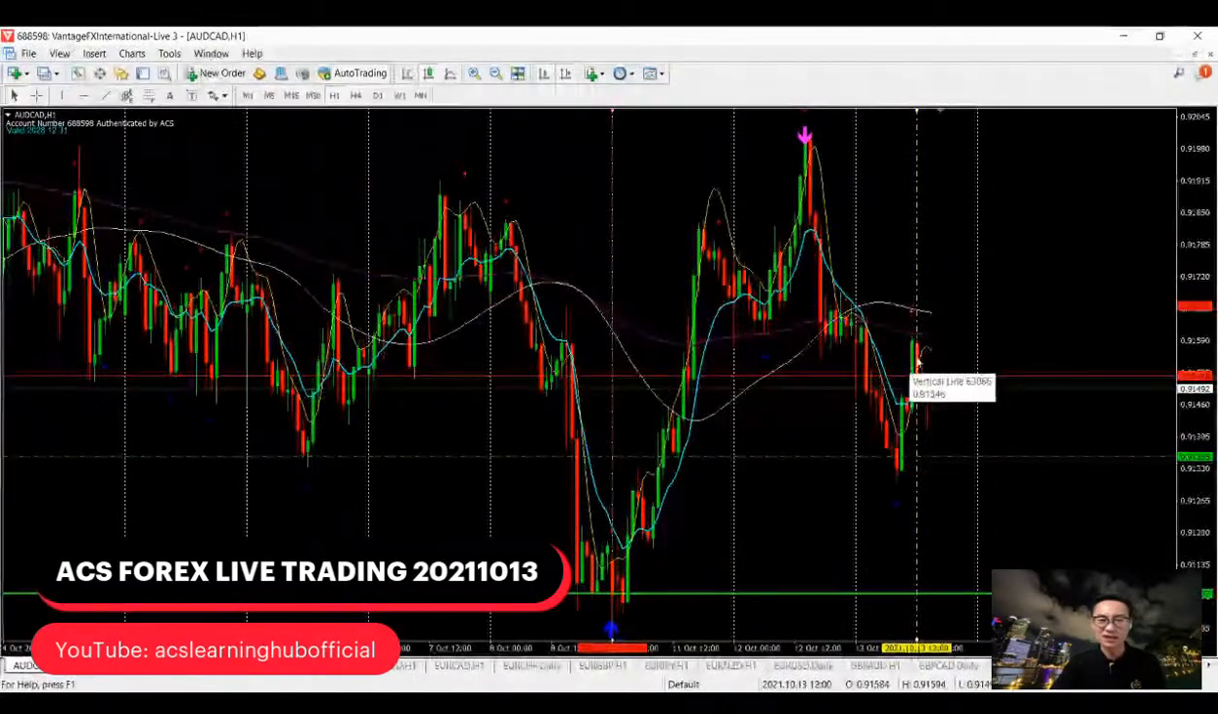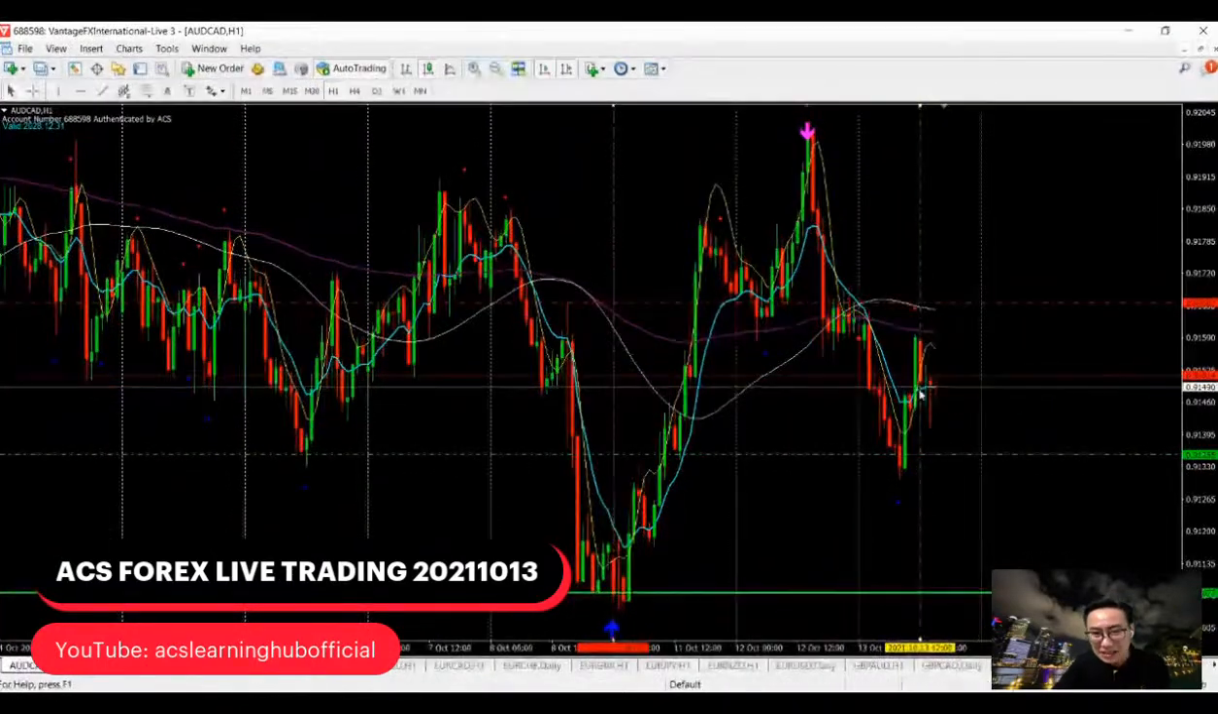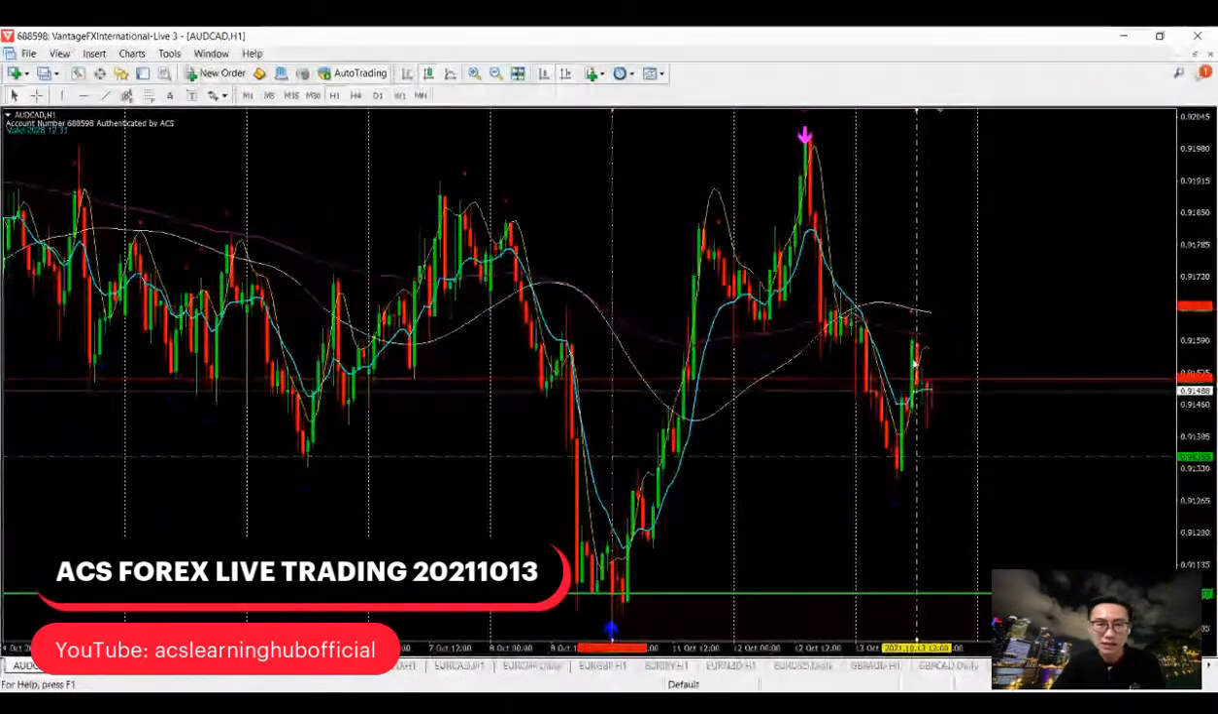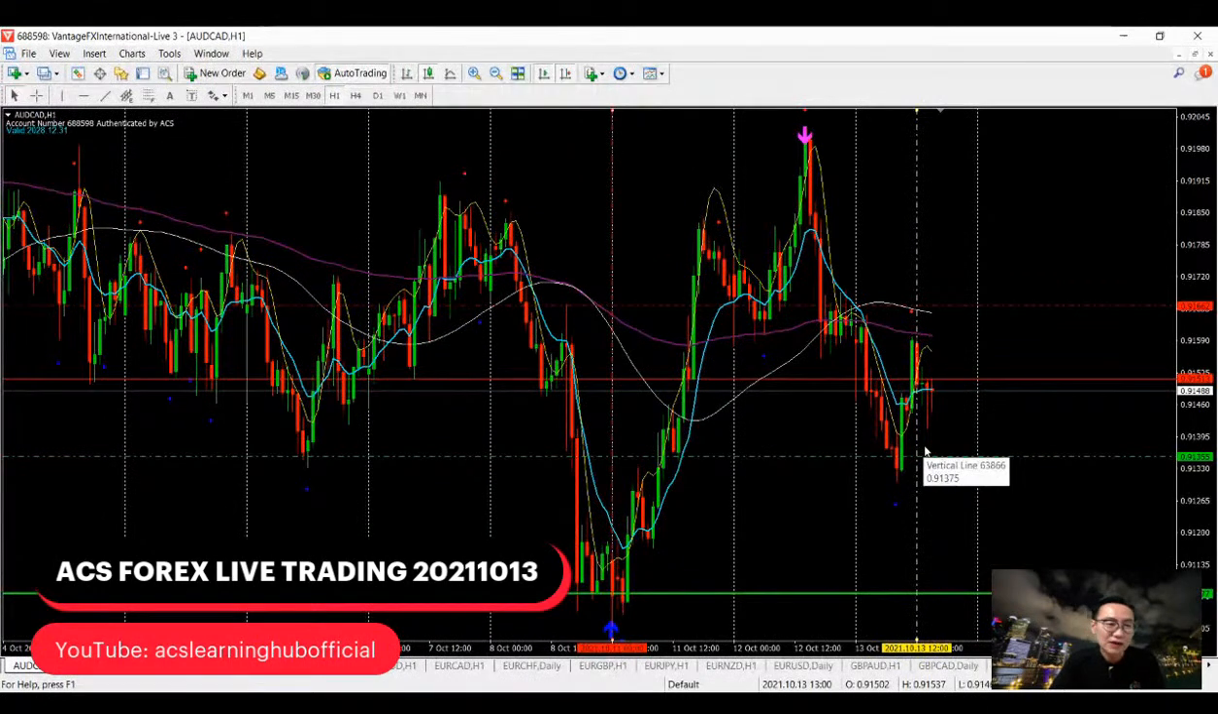Like Aussie Cat currently, things like this. It is not hitting, and I will not enter any trade like this. It is not strong enough. It's not convincing enough for me to enter any trade right now.